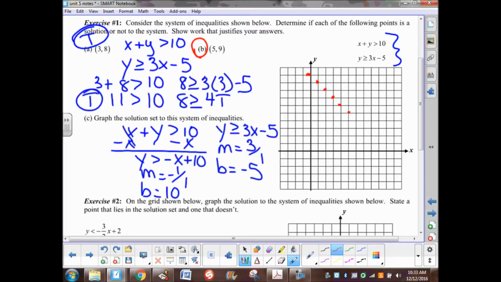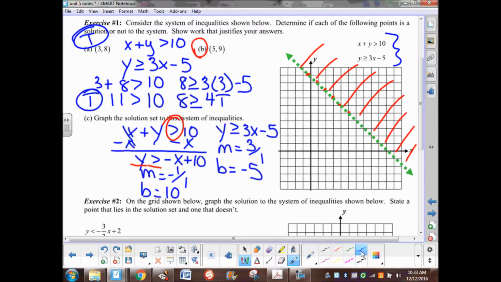And I need to think about my inequality. Okay? It's a greater than, so it's not equal to, so how do we indicate that on the graph? We've got to make that a dotted line. And then where are all of the solutions to this? Where y is greater than. Greater than has got to be above the line. All the values of y that are greater than have to be above.